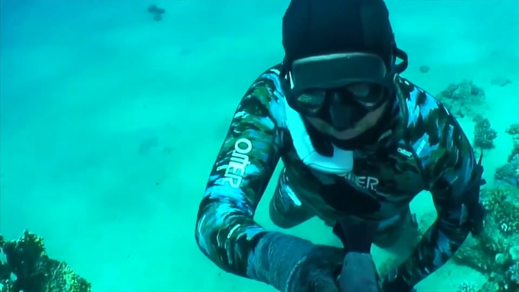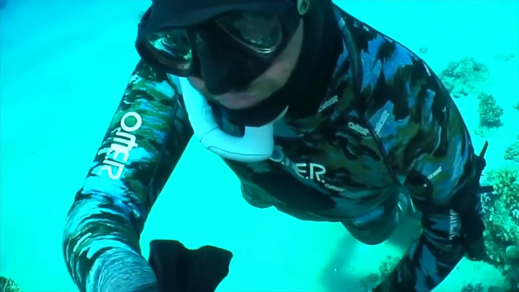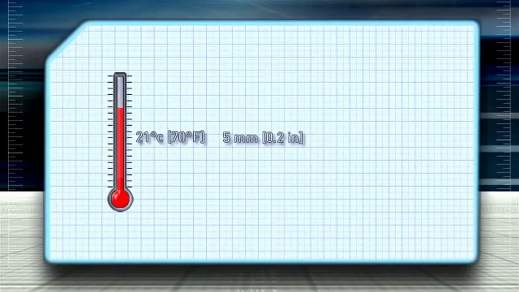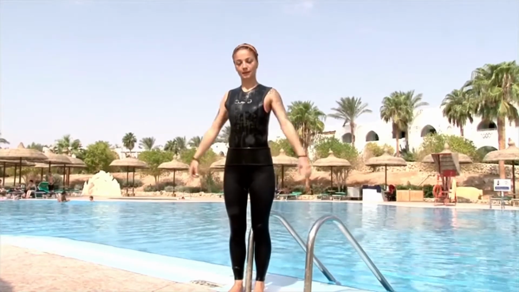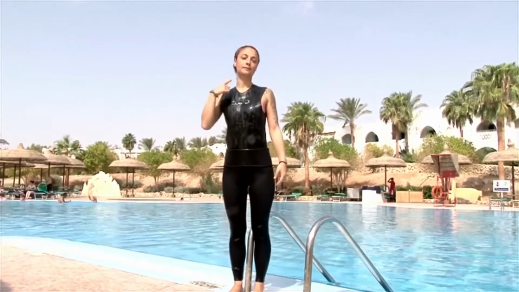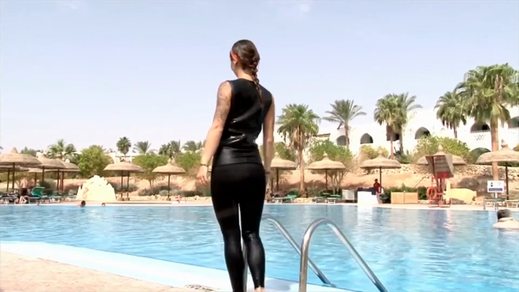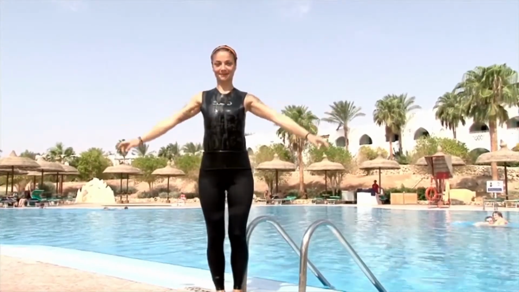The thickness of the neoprene varies in relation to the water temperature. A 5mm wetsuit is ideal for water temperatures not lower than 21 degrees Celsius. If, on the other hand, the temperature of the water is lower, thicker neoprene is necessary. However, using a thicker wetsuit leads to a reduction in comfort and less freedom of movement, and this is why many freedivers prefer to use an undersuit.